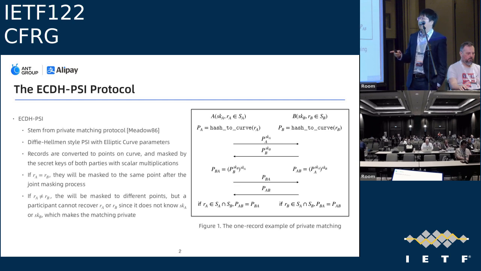If RA and RB are the same record, they will be finally masked to the same point after the joint masking process. And if they are different, they will be masked to different points, but a participant cannot recover the record RA or RB since it does not know the corresponding private key SKA or SKB, which makes the matching private.